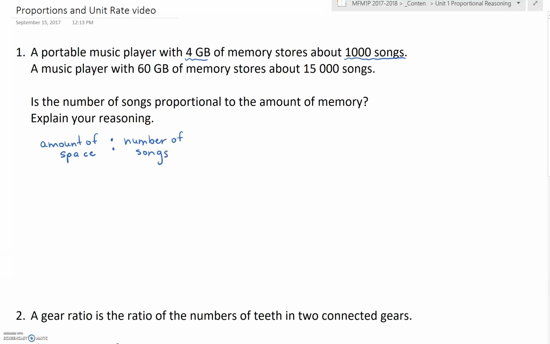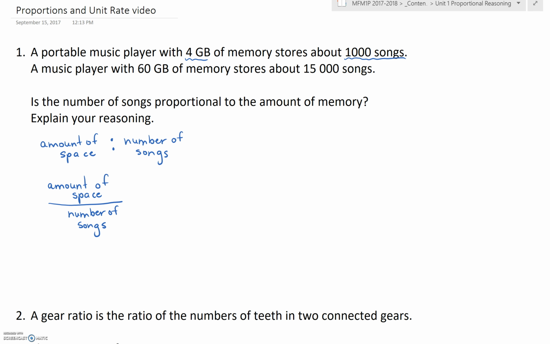We also know that when we do this, we don't always have to use this format. We can change the format. Instead of using the colon, we can use a fraction. So if I rewrite this as a fraction, I'm going to get the amount of space over the number of songs. So both are proportions. However, one of them is in fraction form, which we've been using in the classroom.